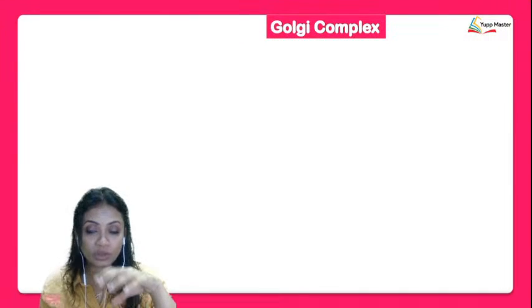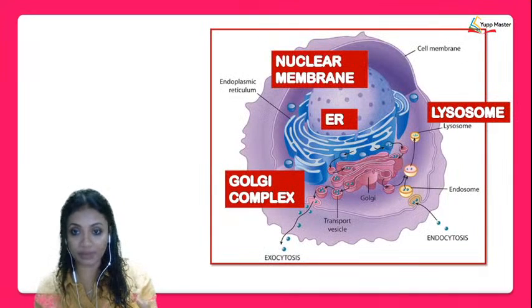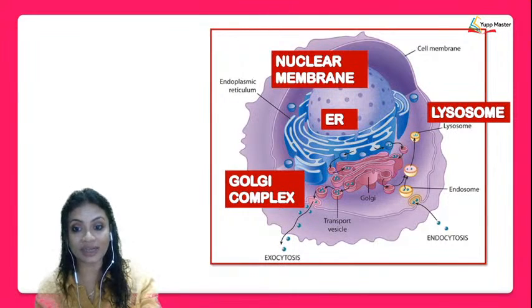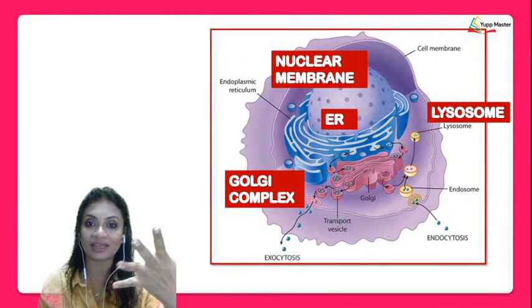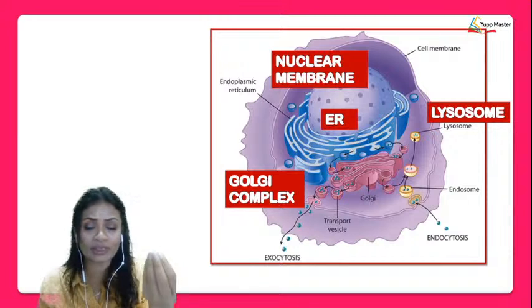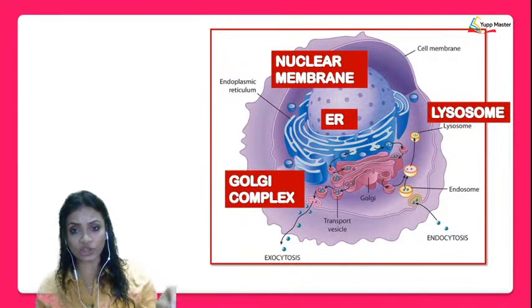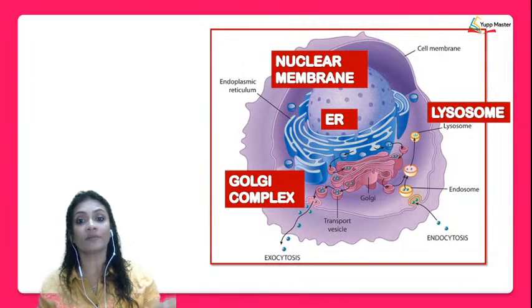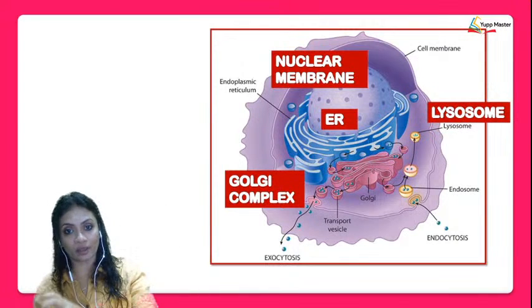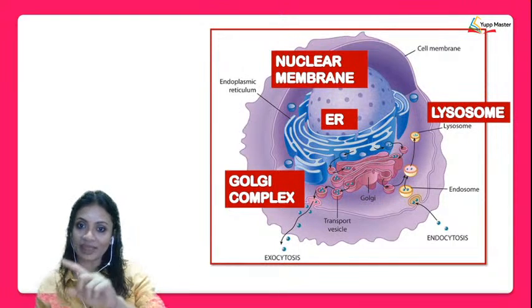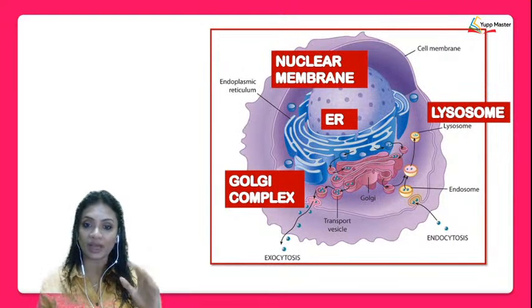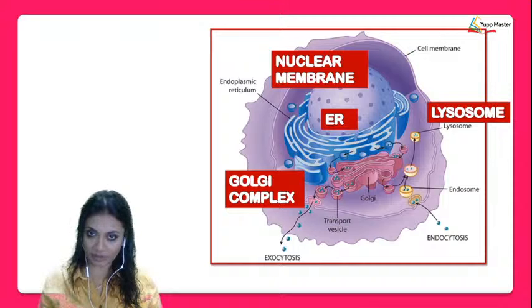Then those lysosomes ultimately are also called suicidal bags, and they are the ones that would just, you can say, degenerate or pop out into the cell. So this is a whole chain of cell organelles where one gives rise to another, and we will study them in that chain only. So we have completed the endoplasmic reticulum.